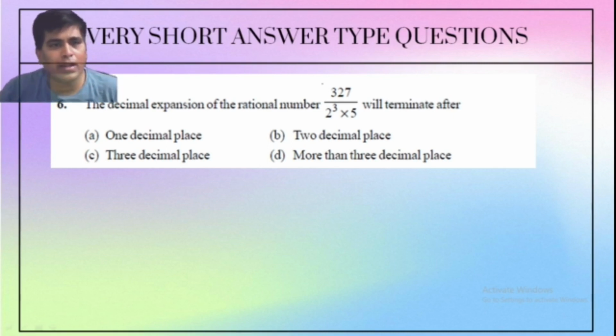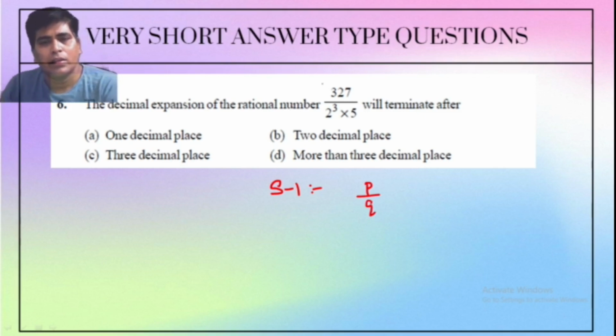So how to get after how many decimals it terminates? Basically it depends on 3 steps. The step 1 is to check whether the given number p by q is in the standard form or not. So the given number is in the standard form. We cannot further simplify it.